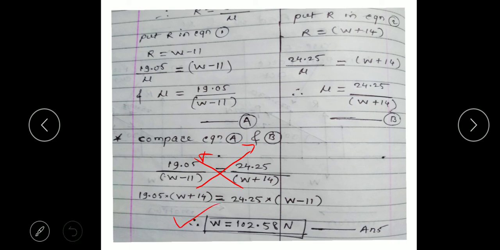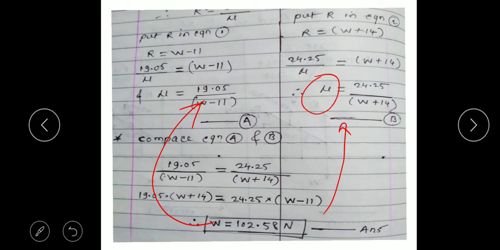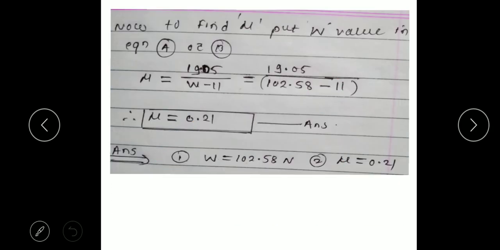So this is the first answer, the weight of the body. Now the second answer is we need to find out the coefficient of friction. So how can we find out the coefficient of friction? Just put the W value into equation A or into equation B. In any one of the equations you can put the W value, and on that basis we will get the mu value.